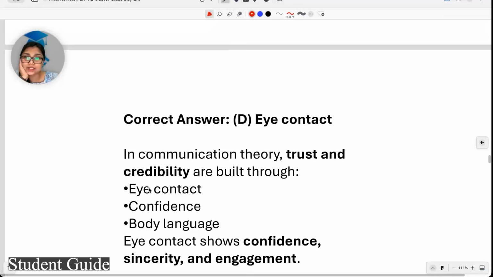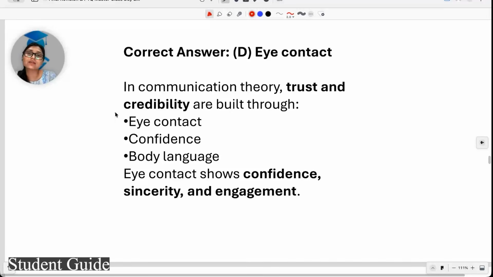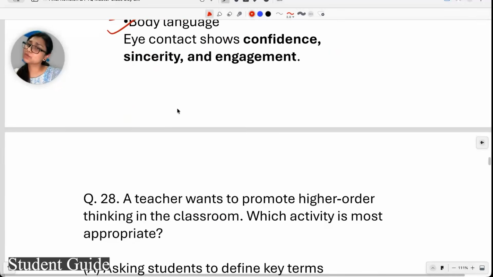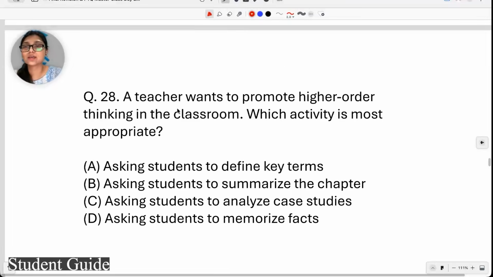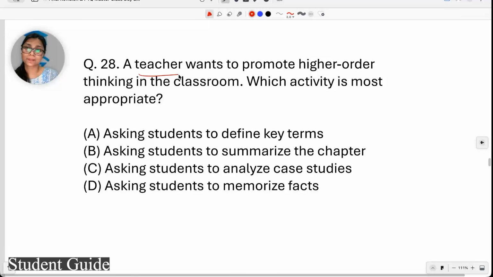Yes, in communication theory, trust and credibility are built through eye contact, confidence, and body language. These three are very important to gain trust and credibility in communication. You need to remember eye contact, confidence, and body language. Eye contact shows confidence, sincerity, and engagement, so you need to be more focused on this. Quickly moving to the next question. It is asking: a teacher wants to promote higher order thinking.